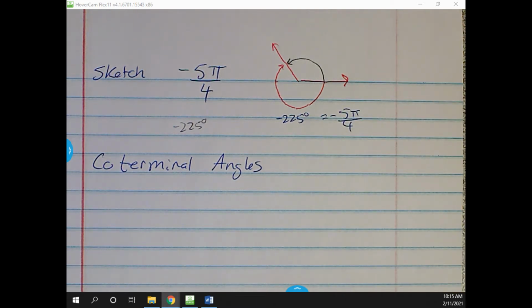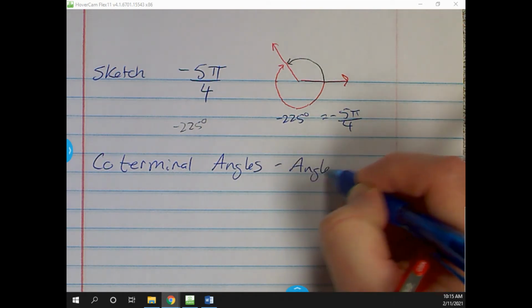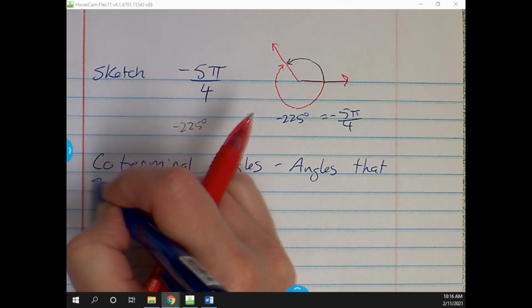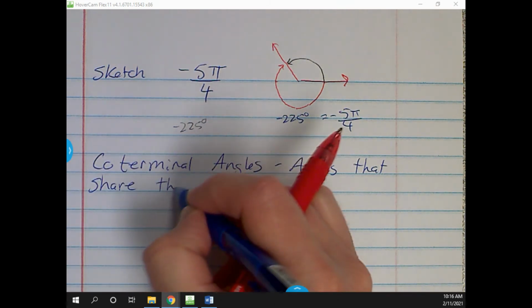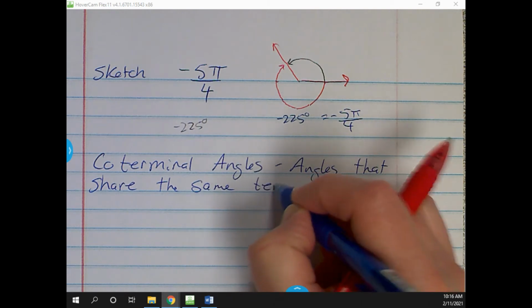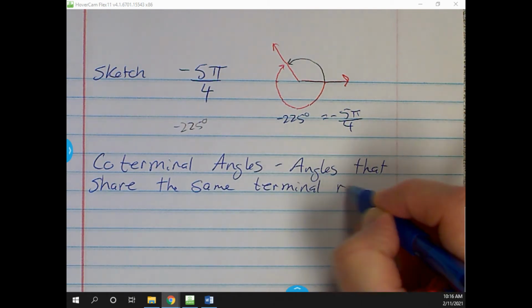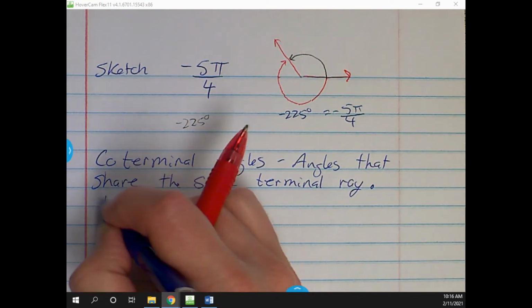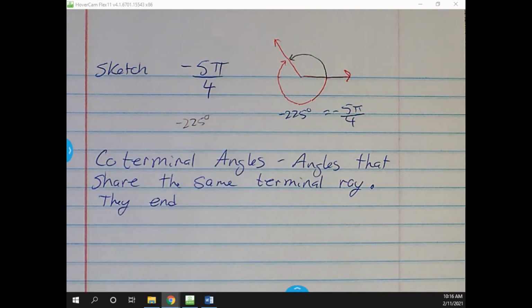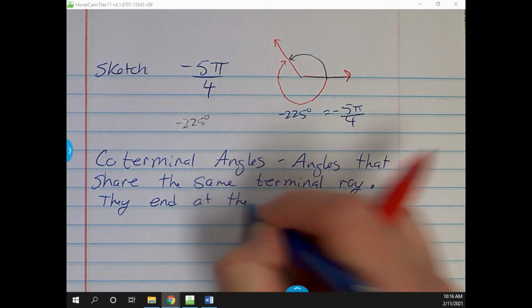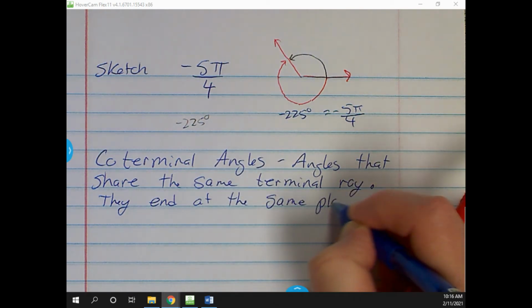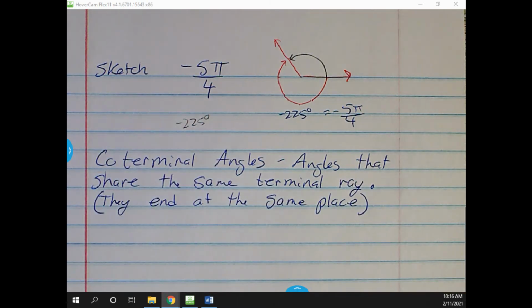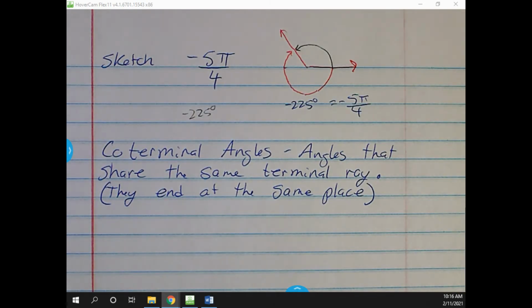And basically, coterminal angles are angles that share the same terminal ray, which just basically means they end at the same spot, if you want to put it in regular terms. A lot of times you get the math definitions and you're like, okay, what does that mean? So when it says angles that share the same terminal ray, that just means that they end at the same spot.